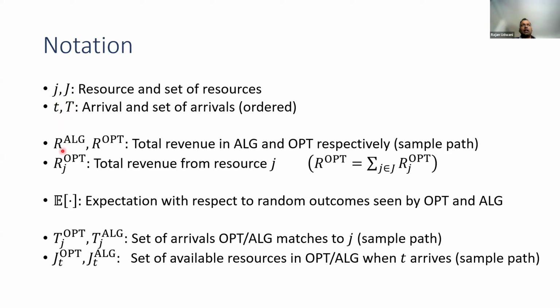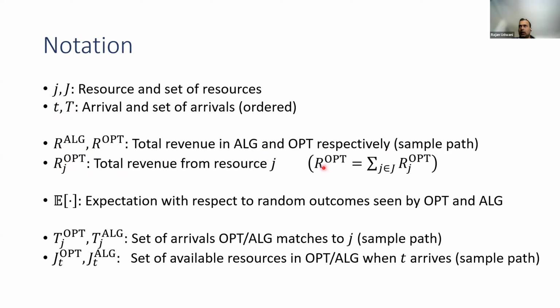I'll now start using ralg and ropt to denote the total revenue in alg and opt. This will be on some sample path. And I'll also use a subscript j in the R, so ropt subscript j to denote the total revenue that opt makes from resource j.